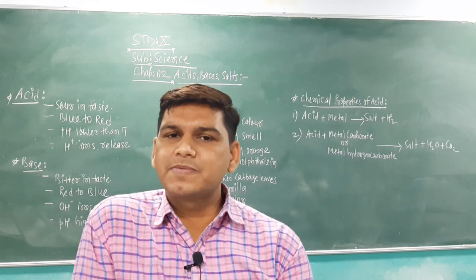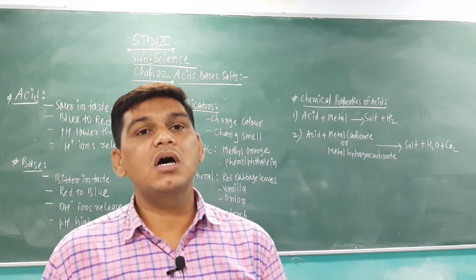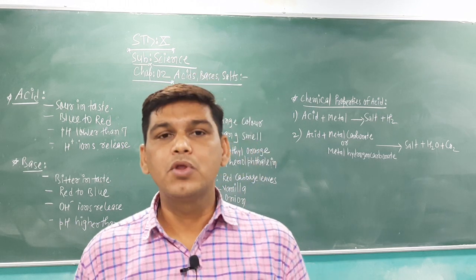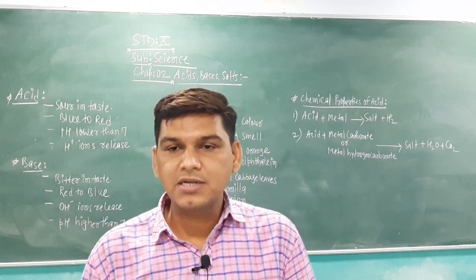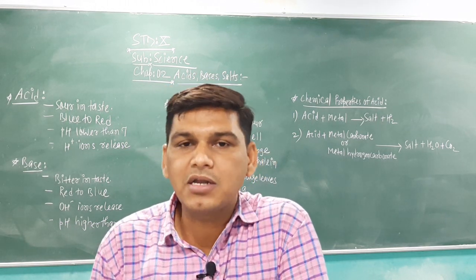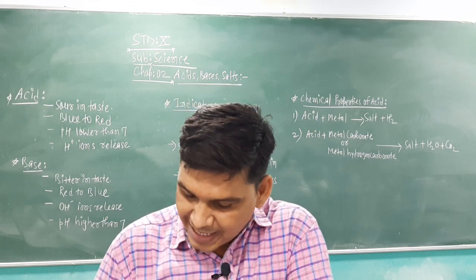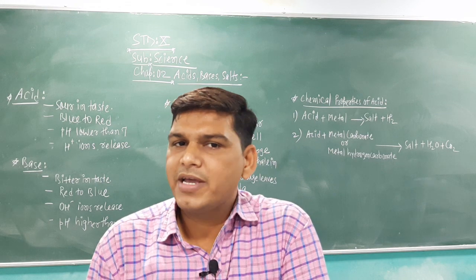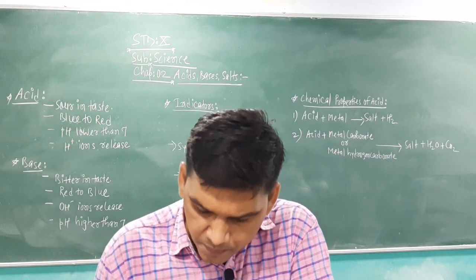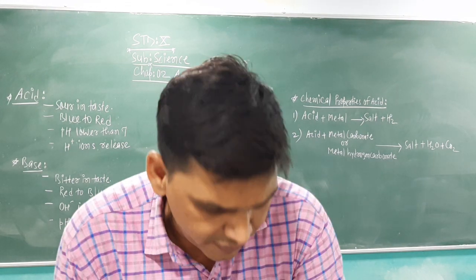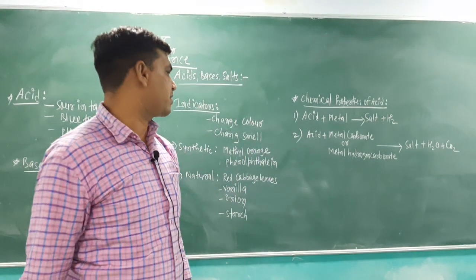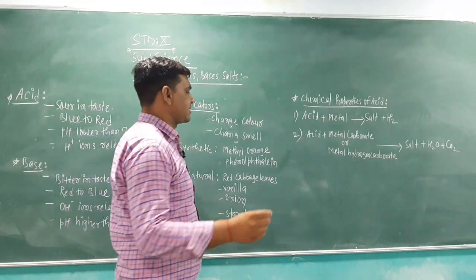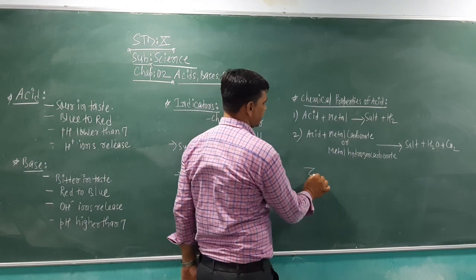Any metallic substance that reacts with an acid always produces a salt plus dihydrogen gas. Dihydrogen gas is produced from that. For example, I'll take one example of how a metal reacts with an acid.